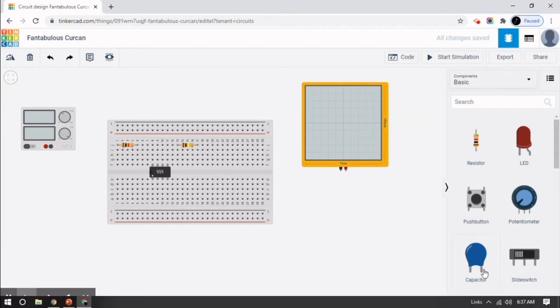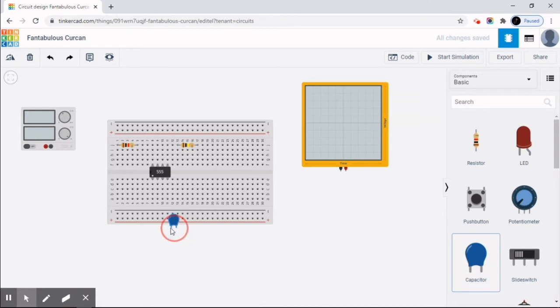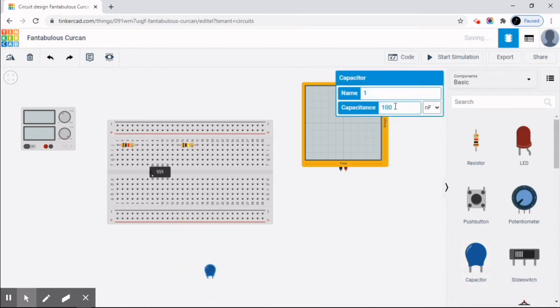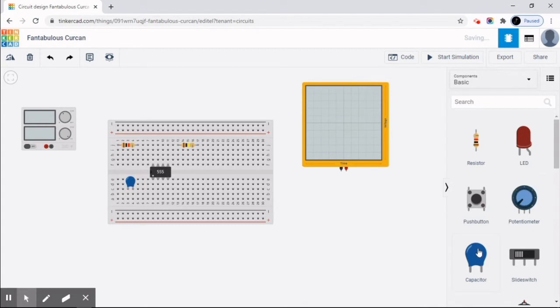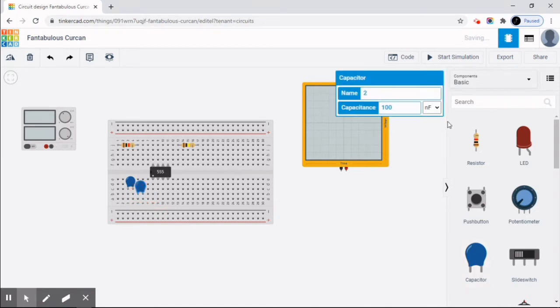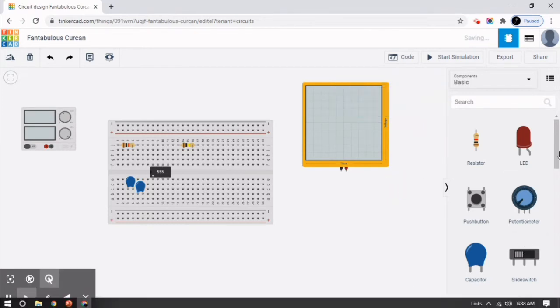Now the other component needed is capacitor of value 0.01 microfarad. Okay. Move and fit it here. One more capacitor also we require. That is also of same value, 0.01 microfarad. Okay. Now let us connect.